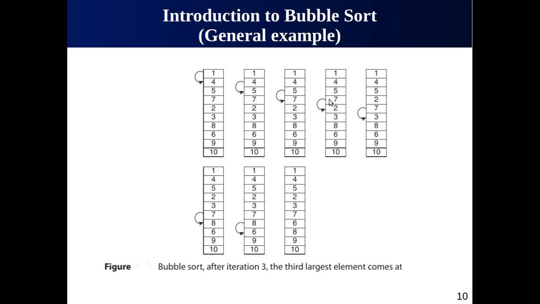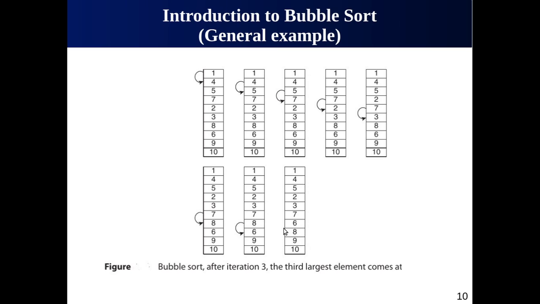Go ahead, compare 5 with 7. Sorted form. Go ahead. 7 is greater than 2. Yes. So you have to swap them out, interchange them. Then compare 7 with 3. Again 7 is greater, so swap them. Now compare 7 with 8. Oh, they are already in sorted form, so there is no need to swap. Compare 8 with 6. 8 is greater than 6, so you need to swap them out. Here it is. And then you have to stop here.